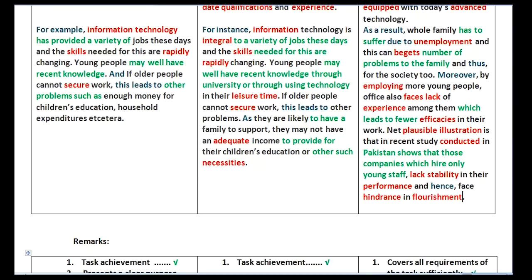See here, I have used cohesive devices like, for instance, and this leads to, as a result, moreover, hence, and are blue in color. And red colored words are adequate features and they are written with good vocabulary. Further, the highlighted words with green color are the mixture of simple and complex sentences.